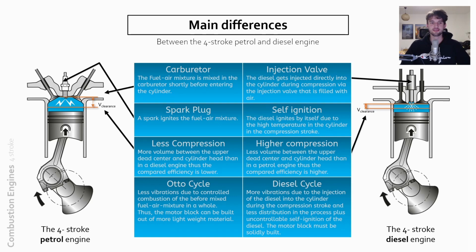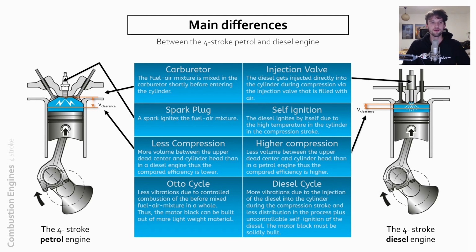A diesel engine has a lower clearance from the top of the piston to the cylinder head because the risk of self-ignition is lower in a diesel engine than in a pre-mixture petrol engine. And because of that, the compression ratio in a diesel engine is higher than in a petrol engine, which makes it more efficient. Last but not least, we have the Otto versus diesel cycle.